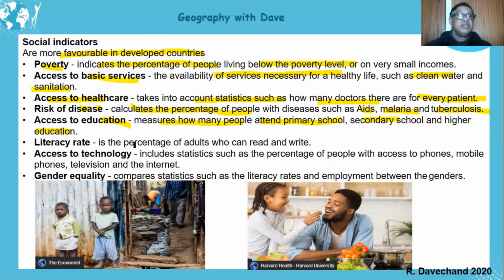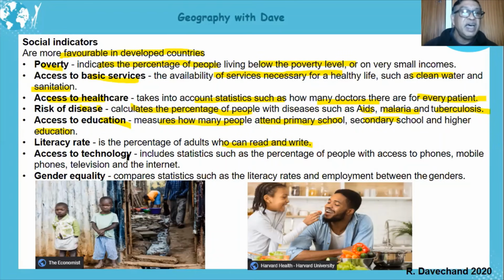Literacy rate is the percentage of adults who can read and write. You understand? In developed countries, development is high because almost everyone can read and write. It's sometimes 99 or 98 or 99.8%, compared to the LEDCs. And it affects your quality of life.